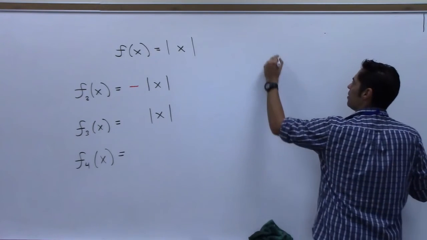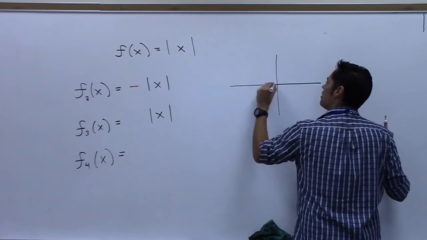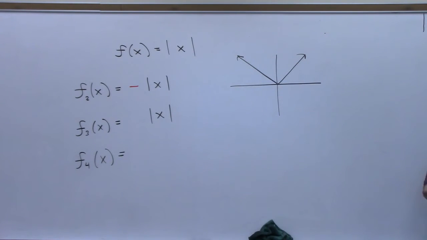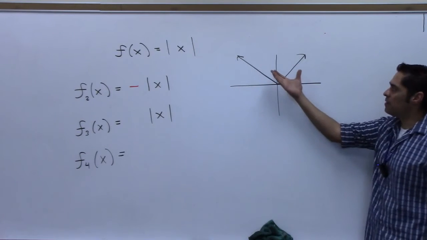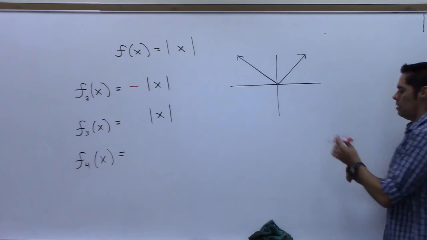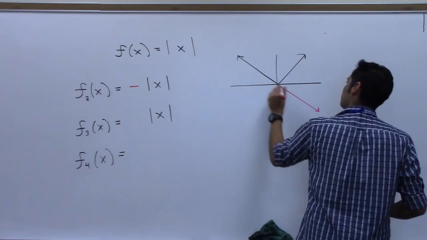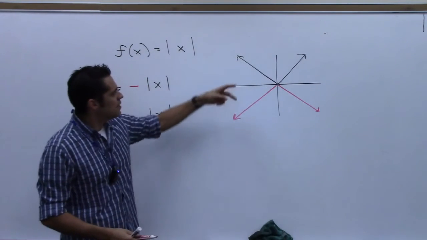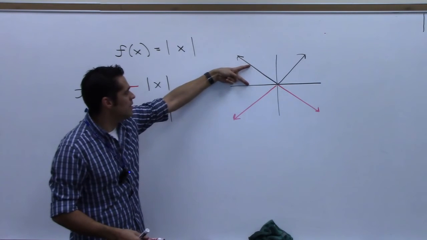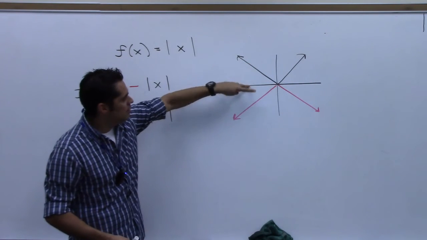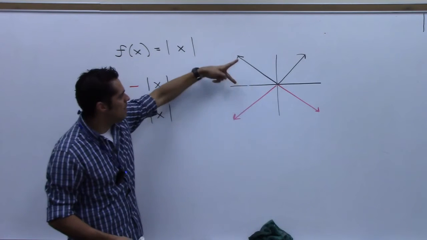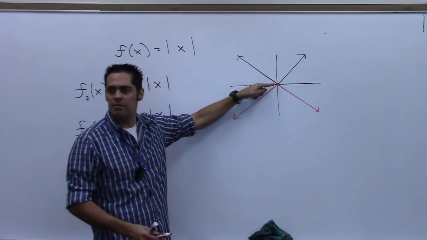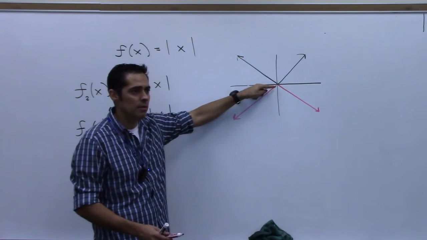Let's see if that makes any sense to you. If this is the original function right here, then to say that it's reflected over the x-axis means that it would look like this, right? And that's because every y value that used to be positive is now negative, isn't it? Every positive is negative. 0 is neither positive nor negative, so it doesn't move. So do y'all see that?